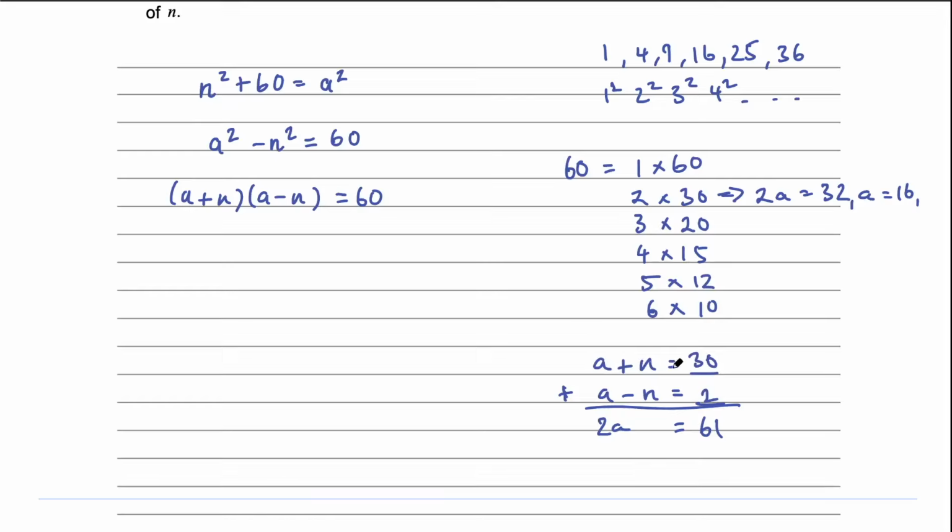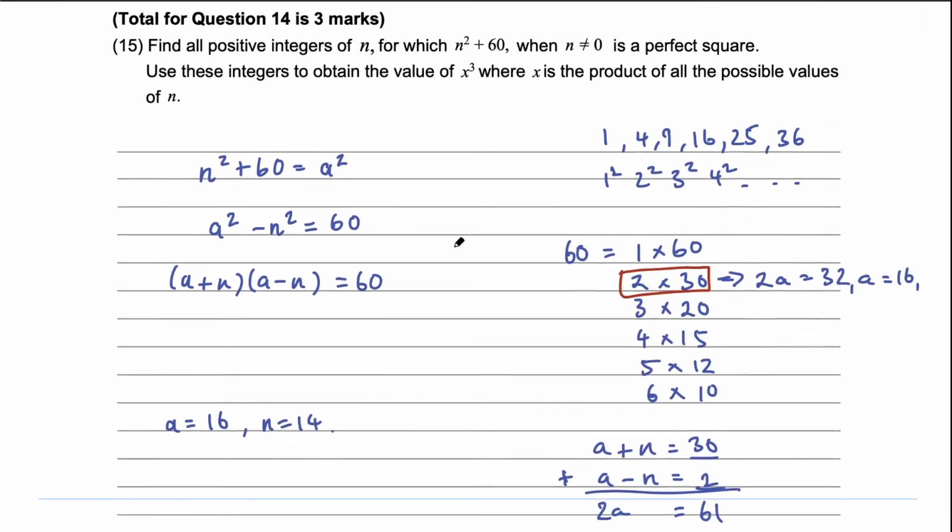A 16 plus something needs to equal 30. Well, that would be 14. And 16 take 14 would be 2. So these factors here, they actually work for our equation over here. So one possible solution of this is, well, looking back here, we would say that a equals 16 and n equals 14. So I just want to go back to the question.